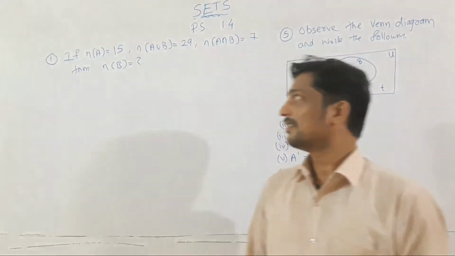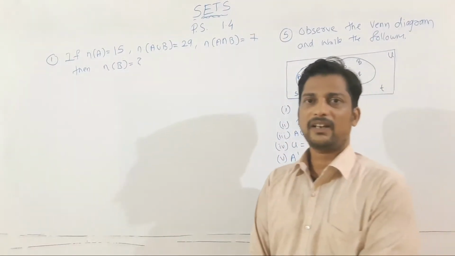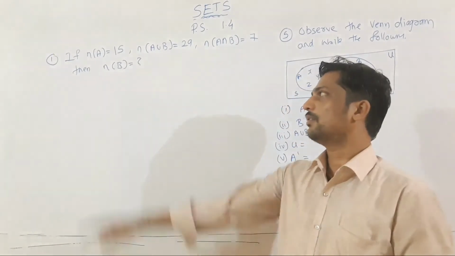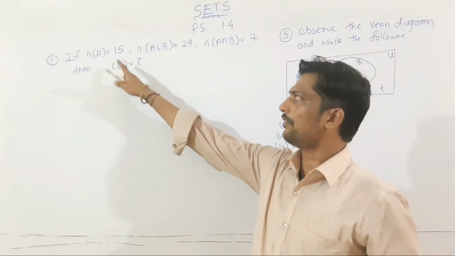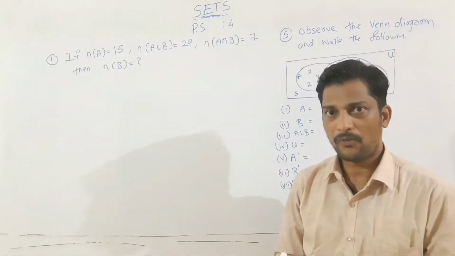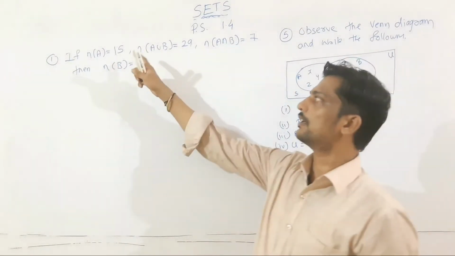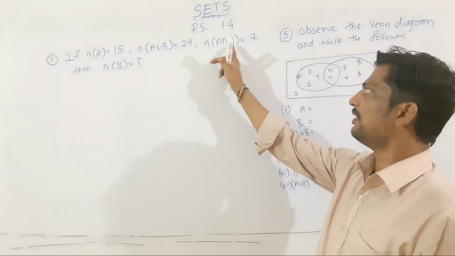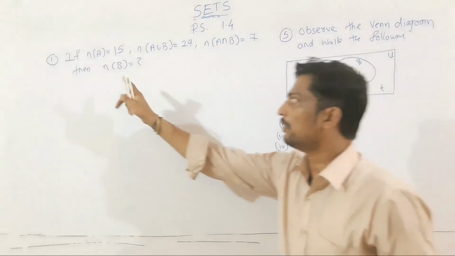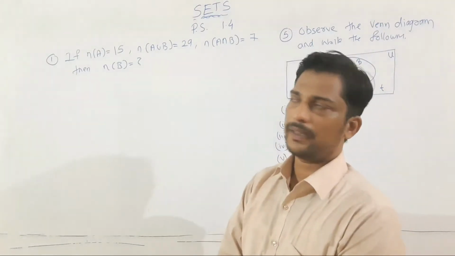Well, students, let us see practice set 1.4. So here is our first question. They have given me, if n(A) is equal to 15, that means the number of elements in A is 15, n(A union B) is 29, n(A intersection B) is 7. Then what will be the value of n(B)?